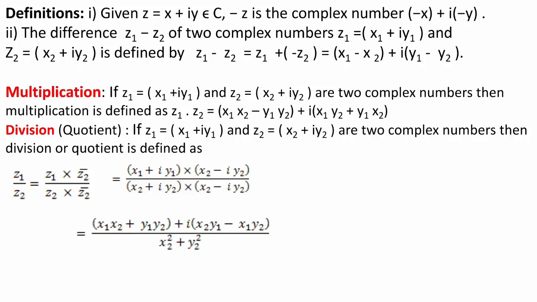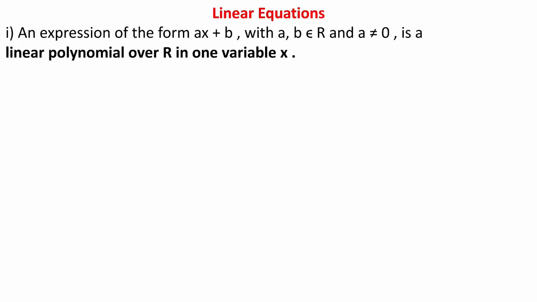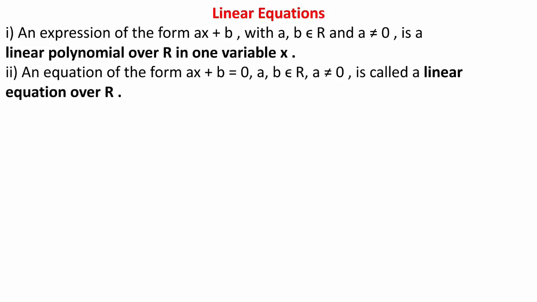That is equal to x1 x2 plus y1 y2 plus i times x2 y1 minus x1 y2 divided by x2 square plus y2 square. Now linear equations. An expression of the form ax plus b with a, b belonging to R and a non-zero is a linear polynomial over R in one variable. An equation of the form ax plus b equal to 0 where a, b belong to R, a non-zero, is called a linear equation over R.